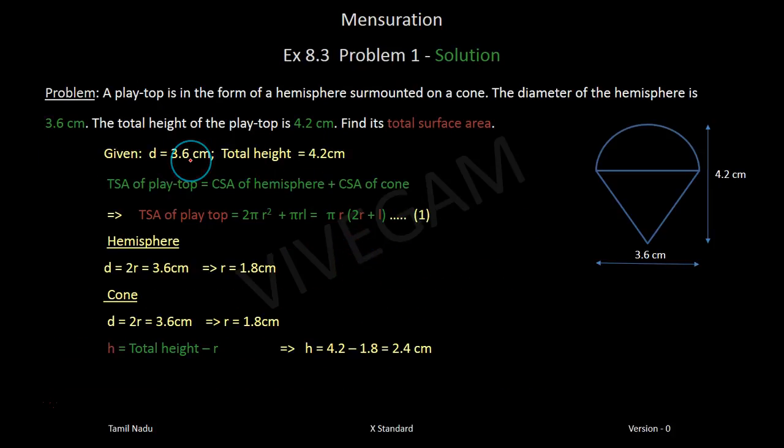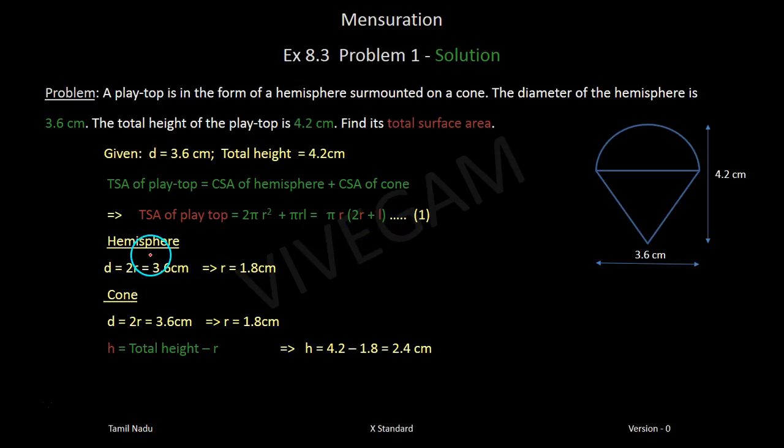The diameter is 3.6 centimeters. Total height is 4.2. We know the total surface area of the plate top is curved surface area of the hemisphere plus curved surface area of the cone, which is 2 pi r square for the curved surface area of the hemisphere. Curved surface area of the cone is pi r L. We can take pi r commonly out. It becomes 2r plus L.